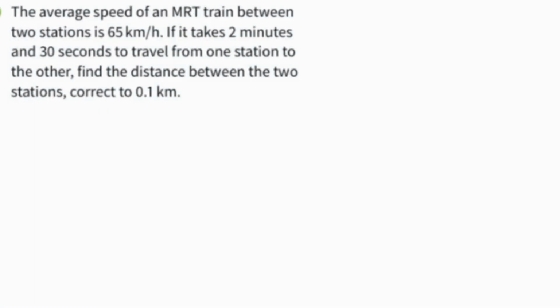Hello everyone, welcome to this video where we will explore this problem where we are given an average speed of 65 km per hour between two stations. We are also given the time taken to travel from one to the other, 2 minutes 30 seconds. So find the distance between the two stations. So this one gives me some idea. First, distance is equal to speed times time.